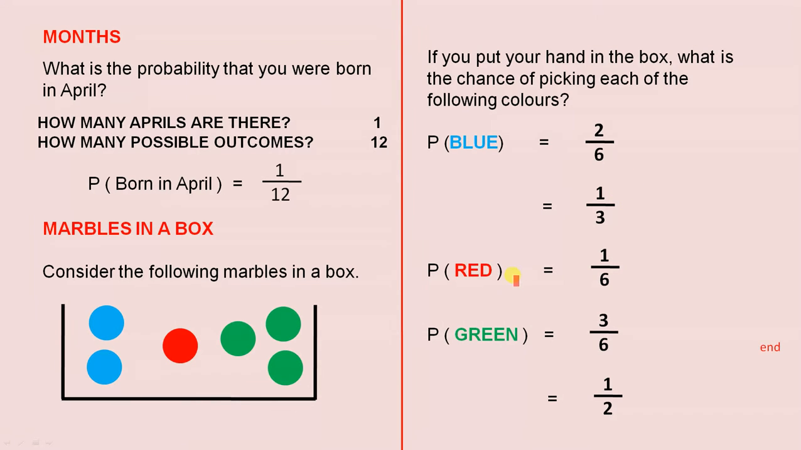The probability of picking a red is 1 over 6, because there's 1 red and 6 marbles. And the probability of picking a green is 3 over 6, because there are 3 greens and 6 marbles, and that's a half. So this video has introduced you to some basic calculations involving chance and probability, and with the help of your teachers and some experiments using counters and dice and coin, I'm sure you'll be able to understand what's going on.